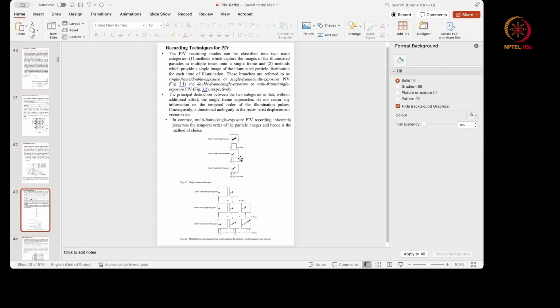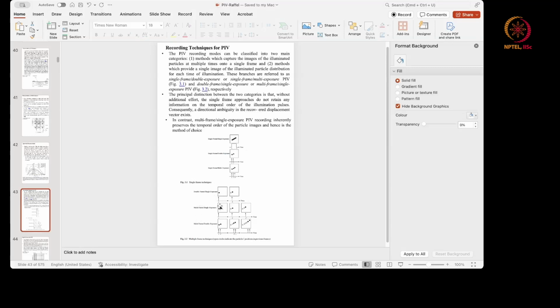On the other hand, if you have a single frame multi-exposure camera, that means the camera is still a single frame, but it has multiple exposures. So you can get a double exposure. The camera is exposed for two selected times, T1 and T prime, and you will see these two particles. If you take the same image, you will see the particle actually moving. All right, you can also do what we call a double frame single exposure.